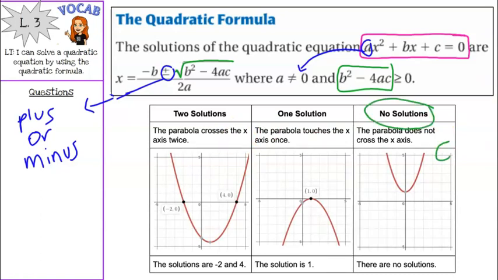So when you get that error on your screen when you're using the quadratic formula, that means there's just no solution because it's not going to touch that x-axis. And then we will have some cases where there will only be one solution, and then we'll have the case where there are two solutions. So let's talk about how to use the quadratic formula.